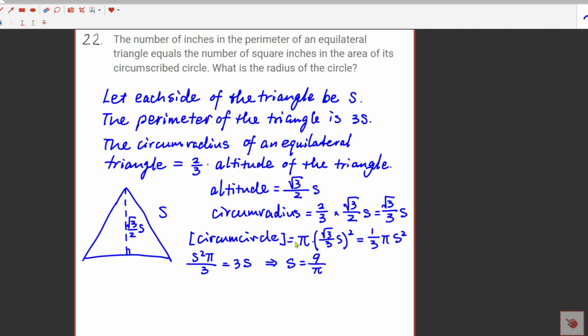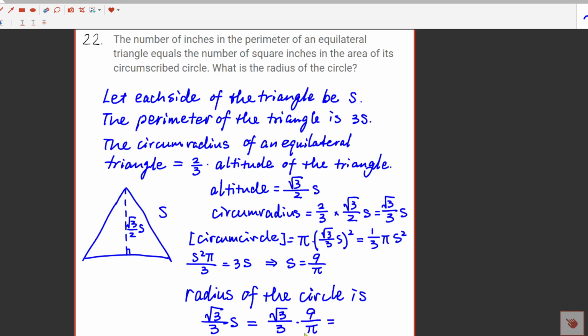Since S cannot be 0, therefore the radius of that circle is square root 3 over 3 S, which equals square root 3 over 3 times 9 over pi, and this gives us 3 square root 3 over pi, right? Any questions?